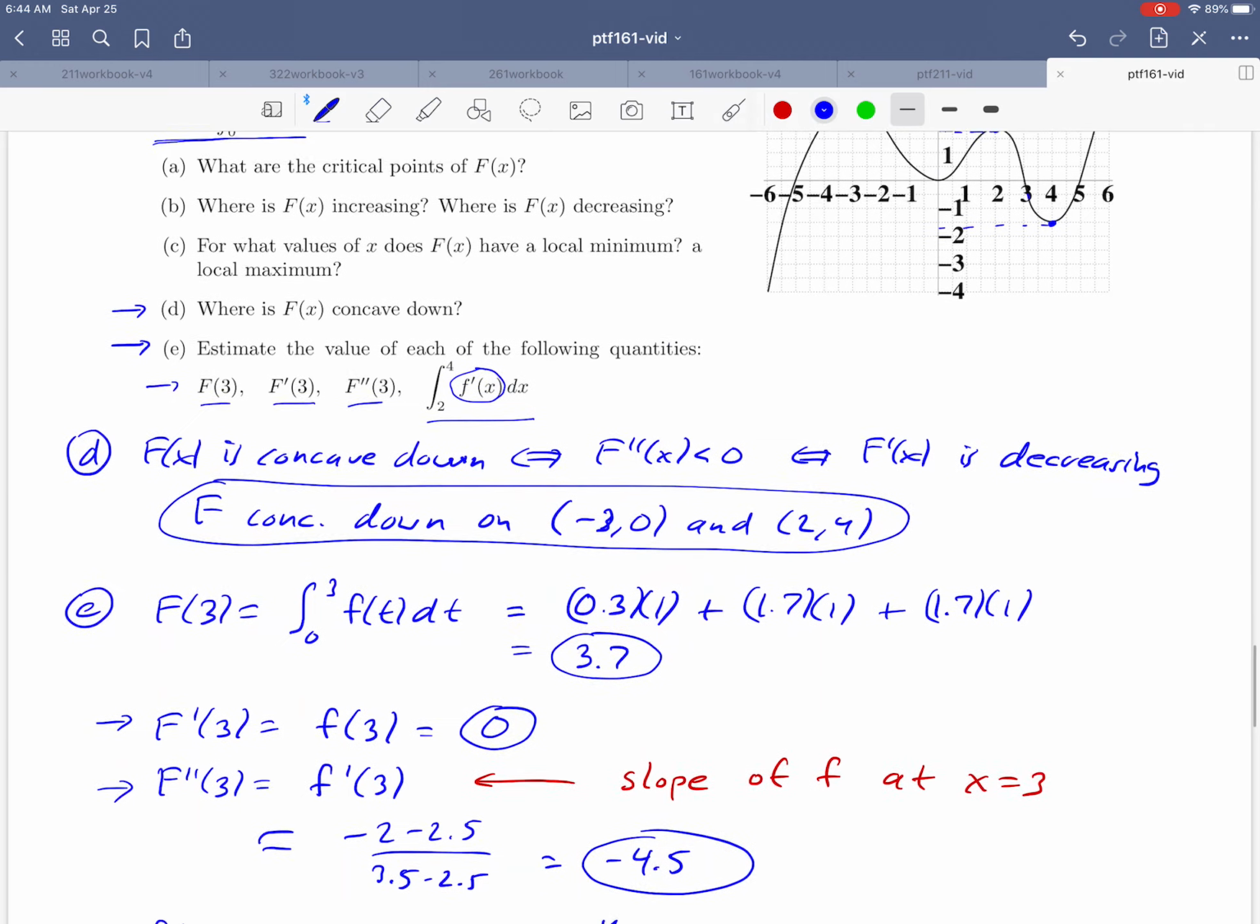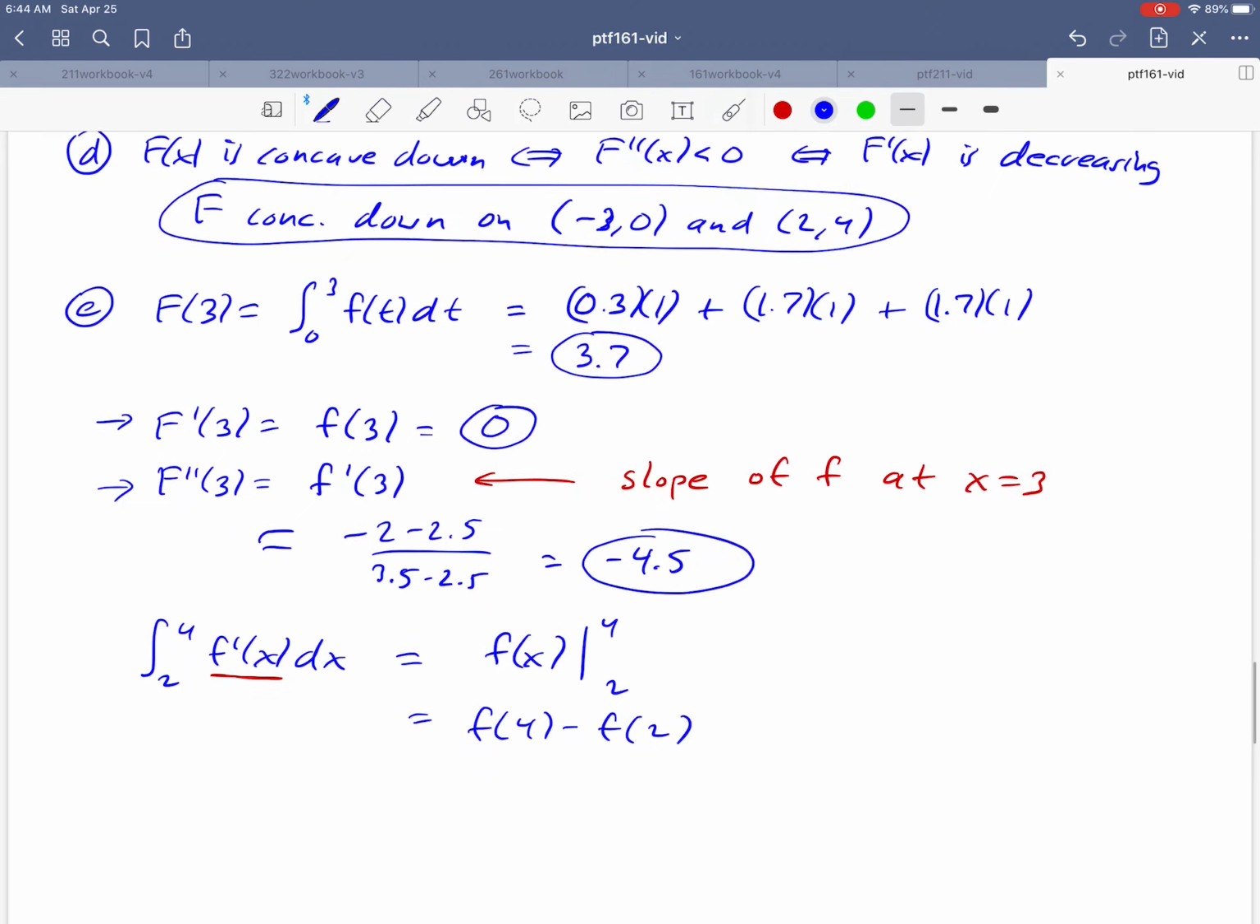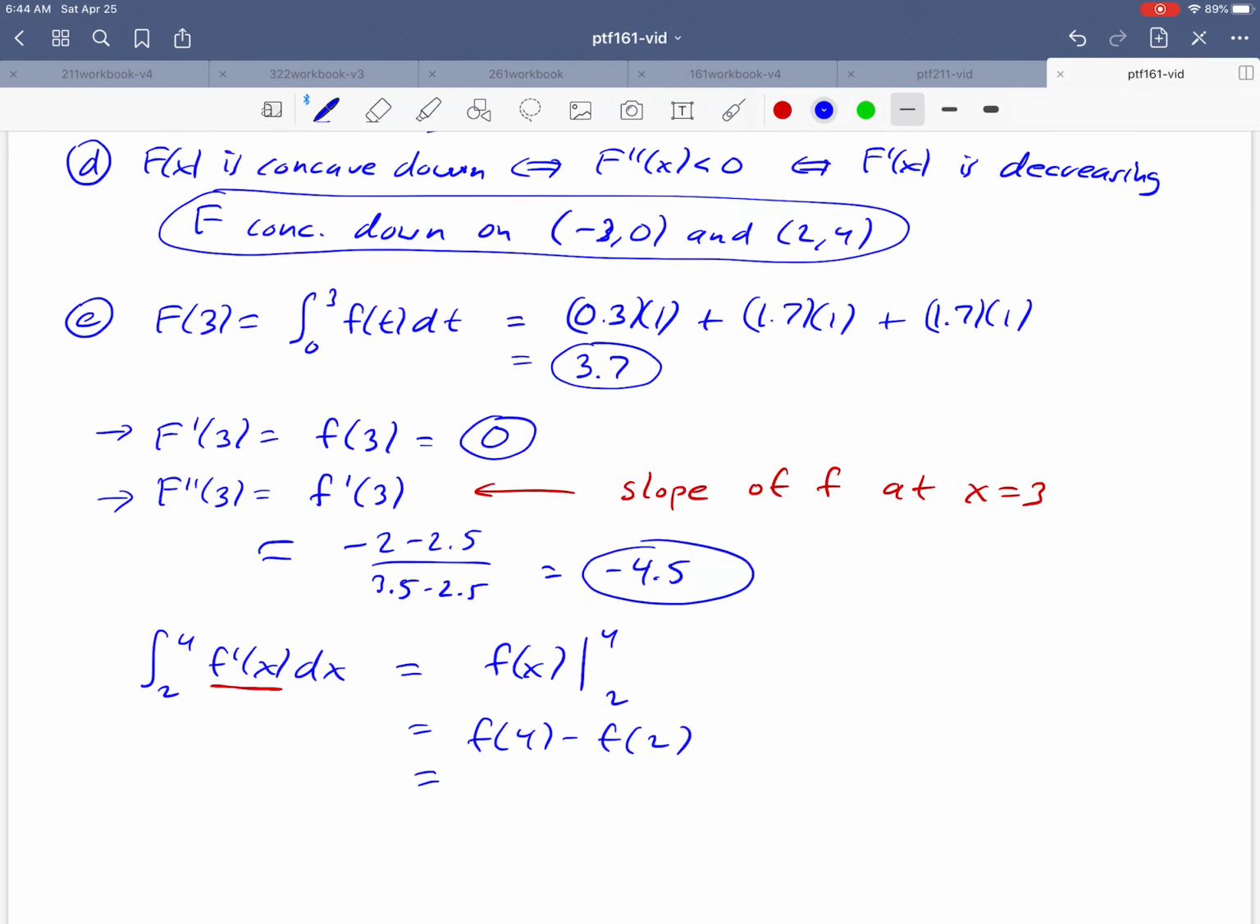We just need to substitute those in and subtract. So we're going to get negative 1.5 minus 1.8, and that gives us, as an approximation, negative 3.3. That number would be the value of this integral, and we have finished the problem.